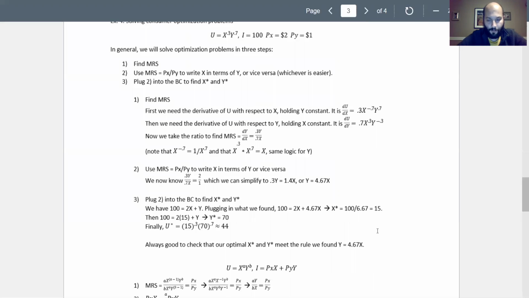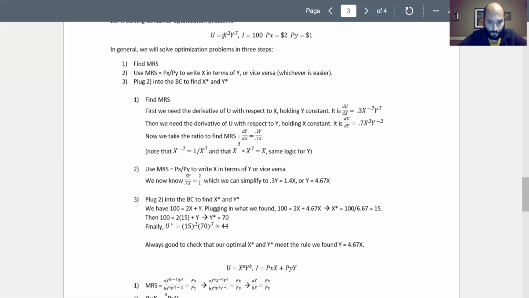And there are two ways that you could solve from here. I think usually the easier way is just to plug in x, or whichever one you found first, back into the budget constraint. So we get 100 equals 2 times x plus y. We can solve for y. Now we have x, we have y, we can plug that into our utility function, and that is our maximized utility.